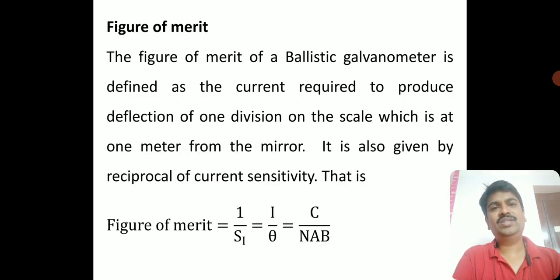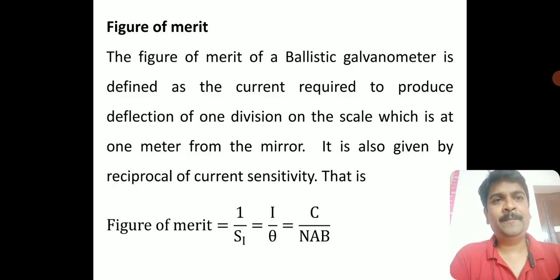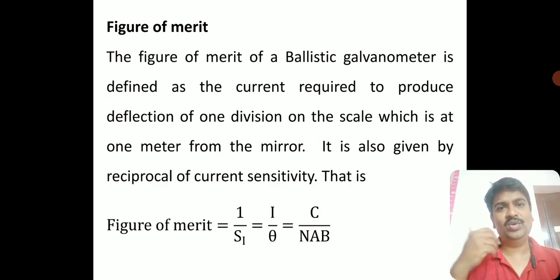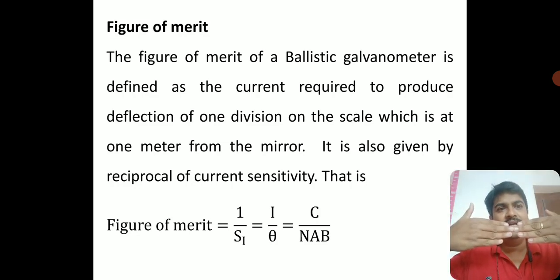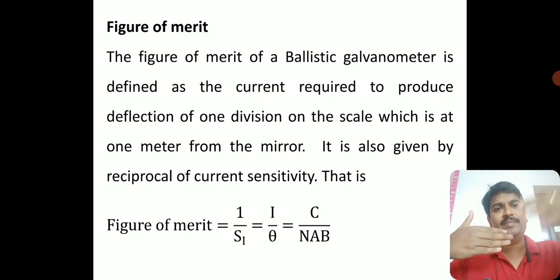Right. There is one quantity which we can define here, the figure of merit. Figure of merit of a BG is defined as the current required to produce a deflection of one division on the scale which is at 1 meter from the mirror.